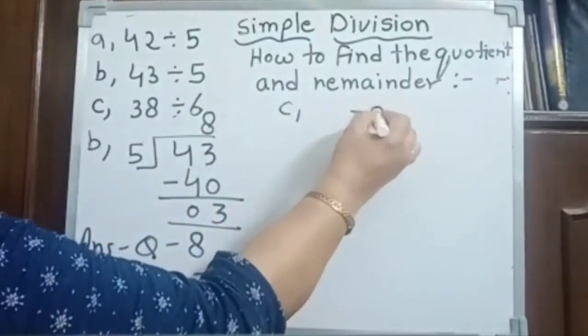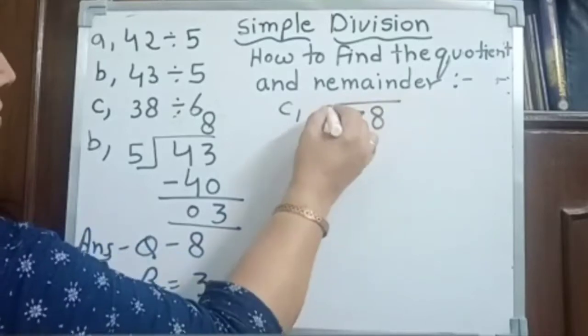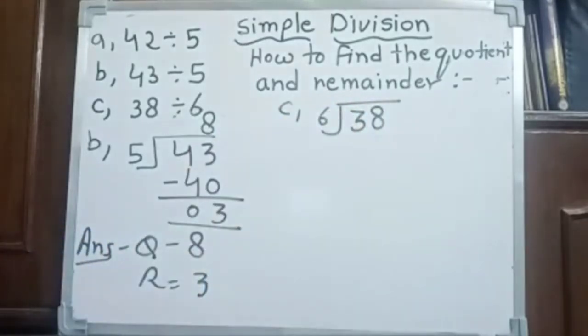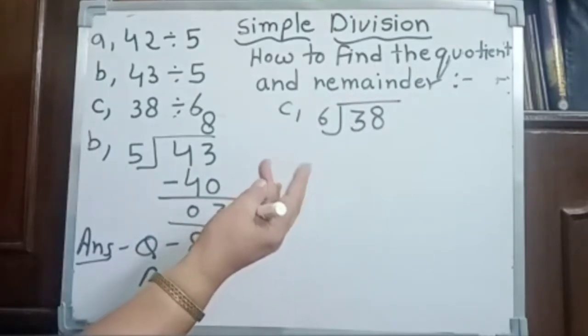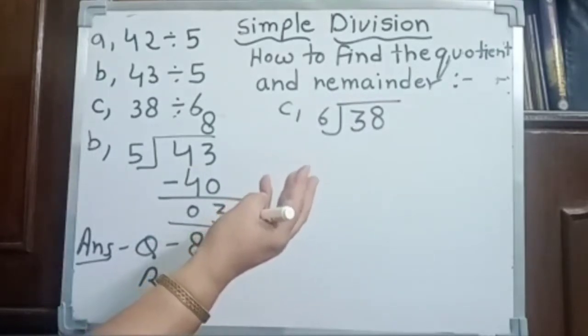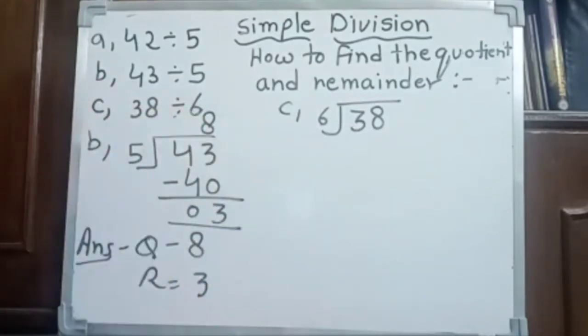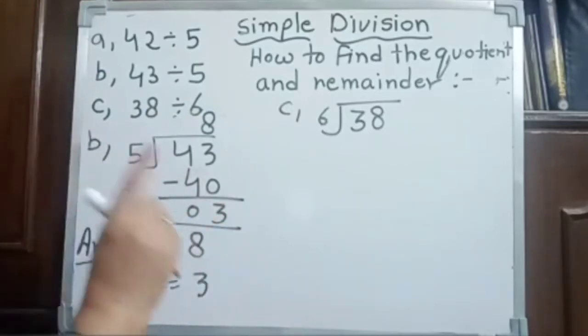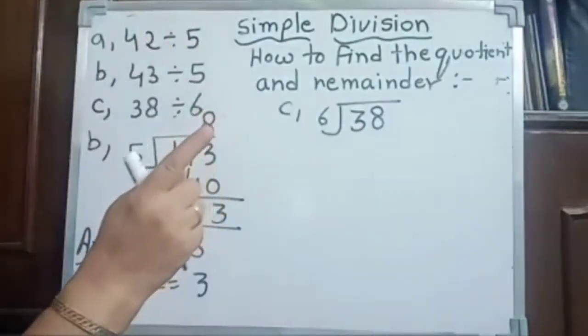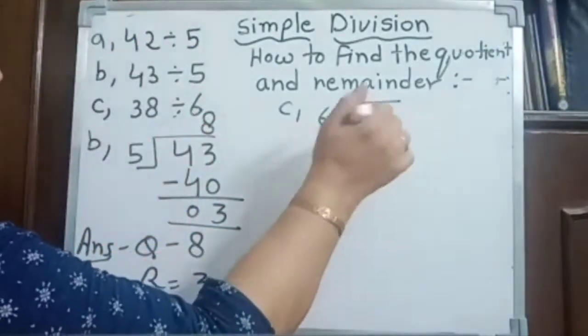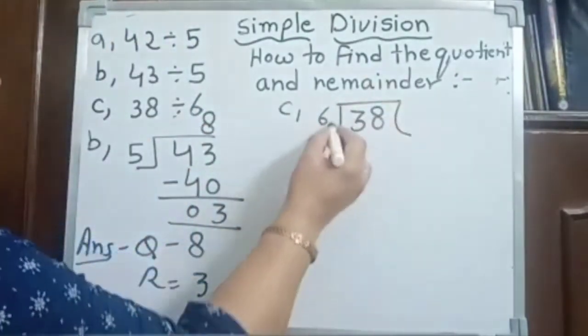38 inside and outside we have 6. Now count the table of 6. 6 ones are 6, 6 twos are 12, 6 threes are 18, 6 fours are 24, 6 fives are 30, 6 sixes are 36. 6 sevens are more than 38. So stop here.